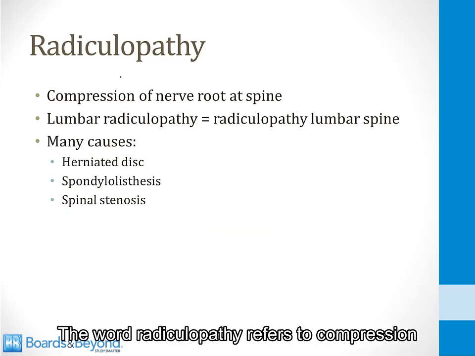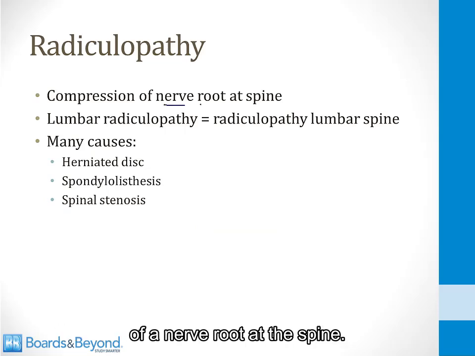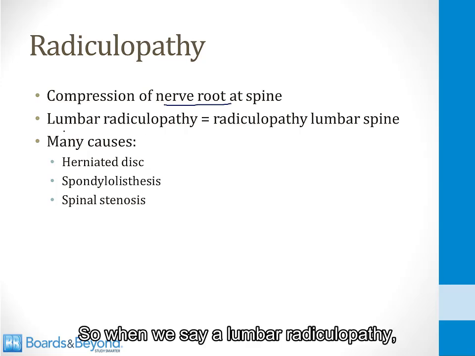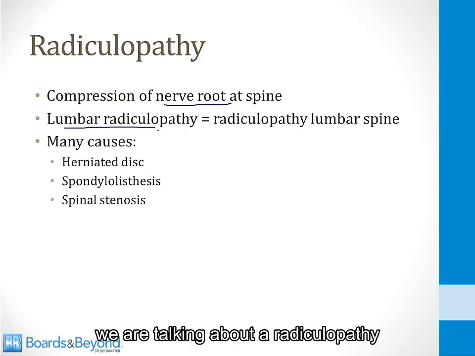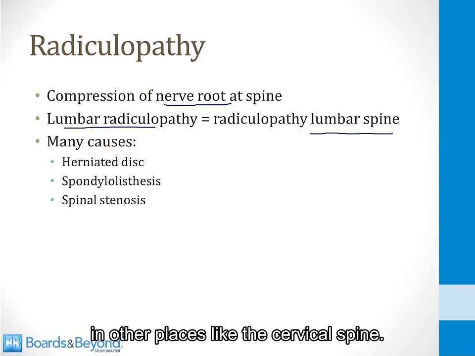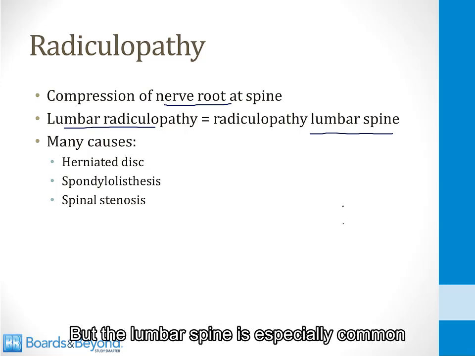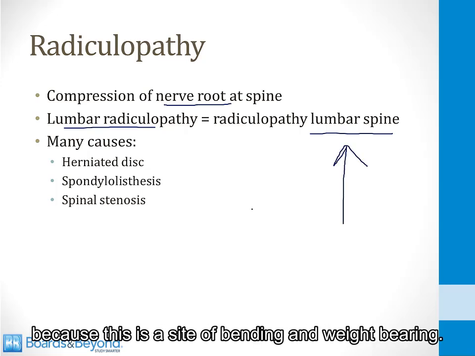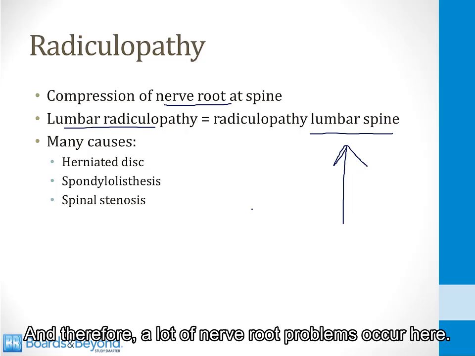The word radiculopathy refers to compression of a nerve root at the spine. So when we say a lumbar radiculopathy, we are talking about a radiculopathy that occurs in the lumbar spine. You can also have radiculopathies that occur in other places like the cervical spine, but the lumbar spine is especially common because this is a site of bending and weight bearing, and therefore a lot of nerve root problems occur here.